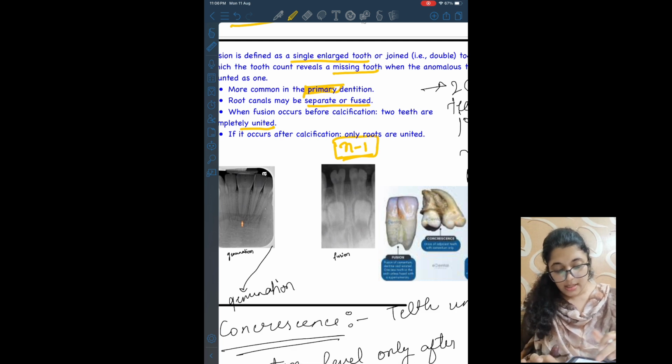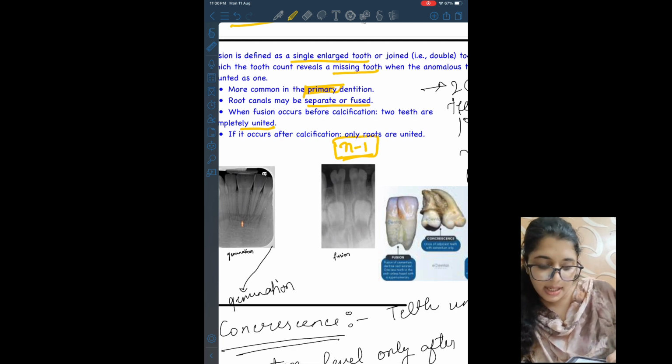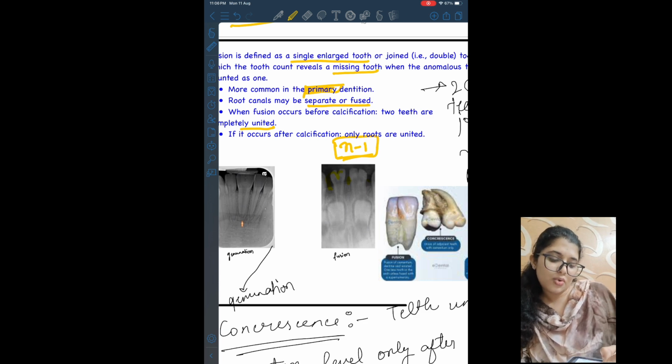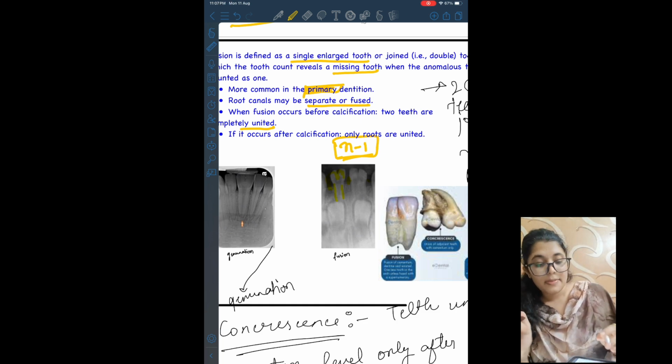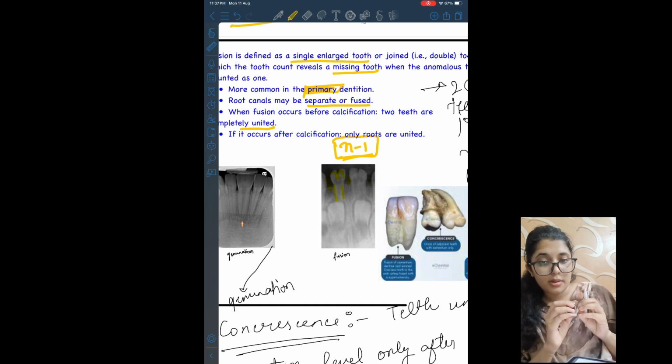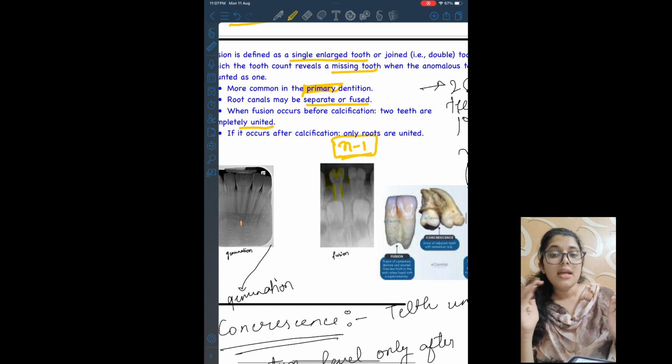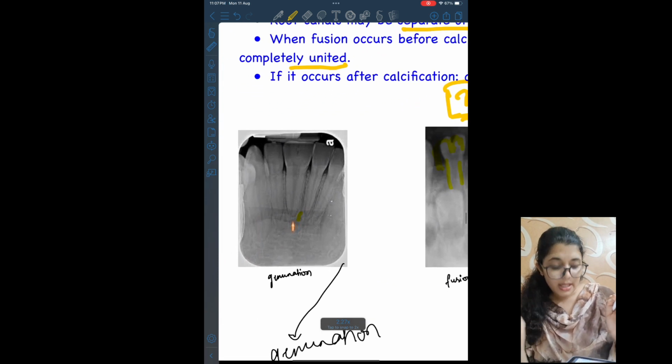So you can see here, fusion is usually n minus 1, and is more common in the primary teeth. The root canals may be separate or fused. Here you can see missing teeth are present, and the crowns are two but the root is single, and there is an n minus 1 total count. The number of teeth will be less in case of fusion, whereas in gemination or twinning the total count of teeth will be more.